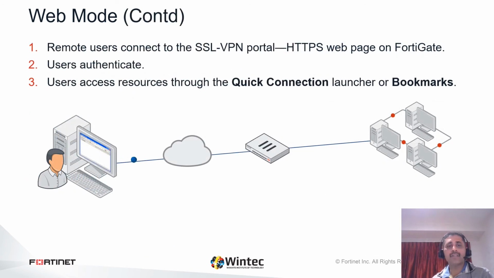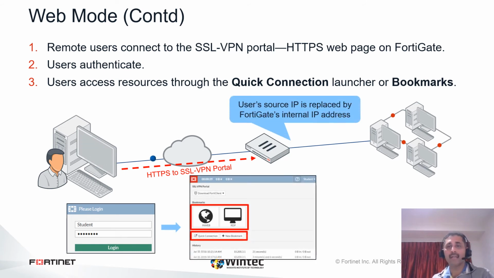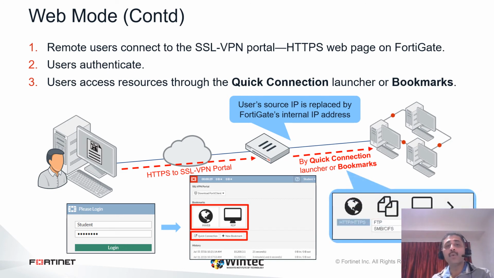So let's understand quickly how the web mode works. The remote user connects to the SSL VPN portal, that is an HTTP web page on the FortiGate. The user authenticates. Then the user accesses resources through the quick connection launches or the browser. Now, different users can have different portals with different resources and access permissions.